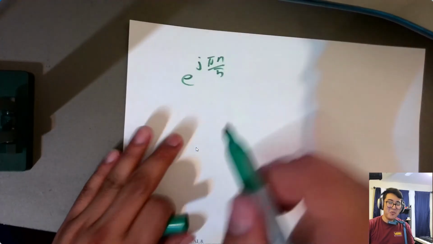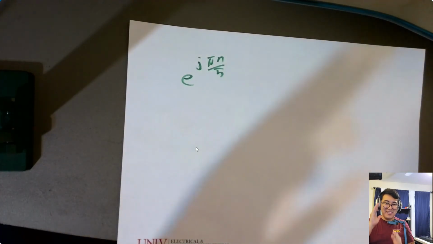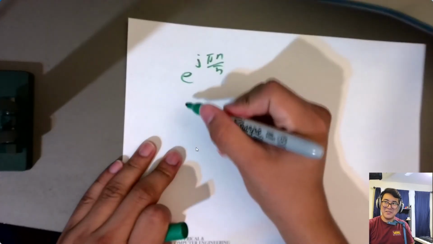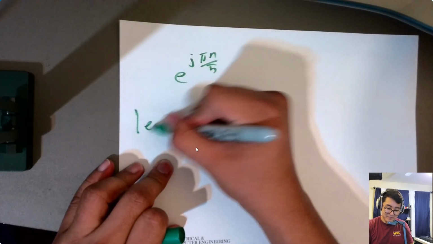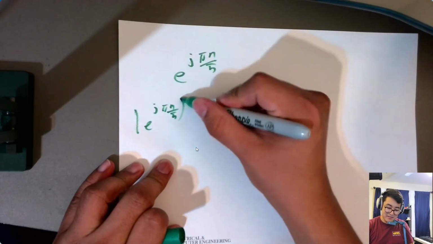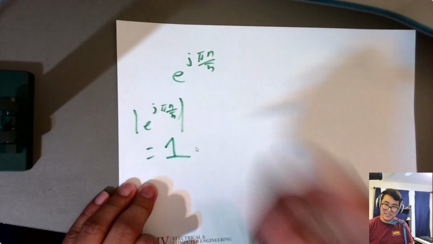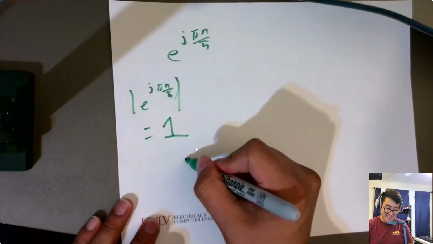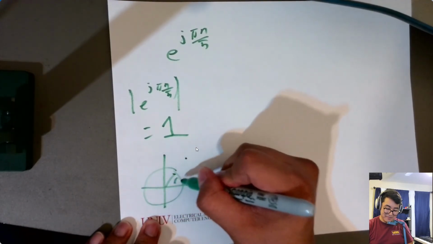There's only one answer, and please make this a promise. What's the one thing you're going to get out of this class? The magnitude of this exponential, or of any exponential, is equal to 1. Always. It's just a circle of radius 1.